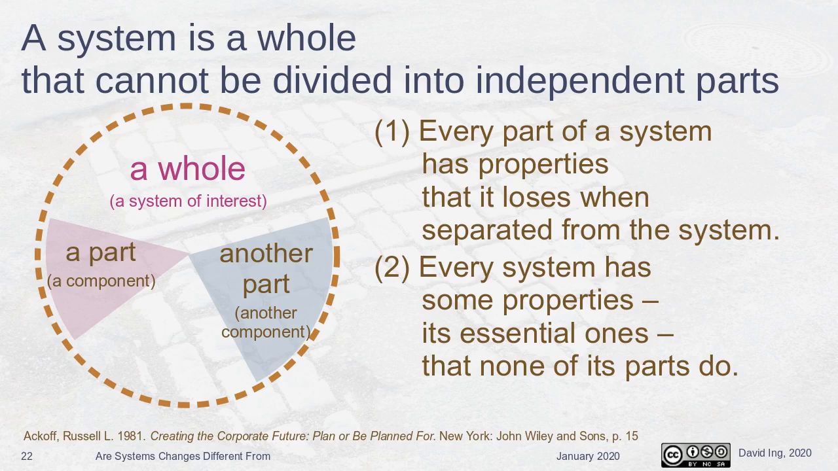Every part of a system has properties that it loses when separated from the system. Water, hydrogen, oxygen, right? Flammability gets lost when you go from hydrogen to water. Every system has some properties, the essential ones, that none of the parts do. Now, essential is actually an interesting judgment call. Russ Ackoff says that in a car, a cigarette lighter is not essential to the operation of the car. That's a call about whether it's essential or not essential. You could get to the point where you say if it's essential for life, that might make some sense. Otherwise, it's a little discretionary.